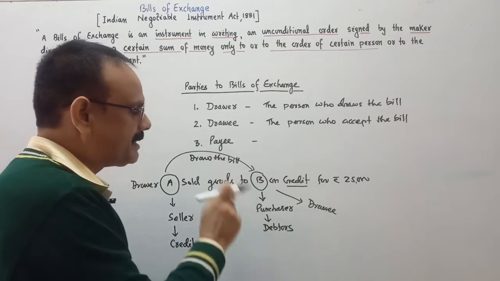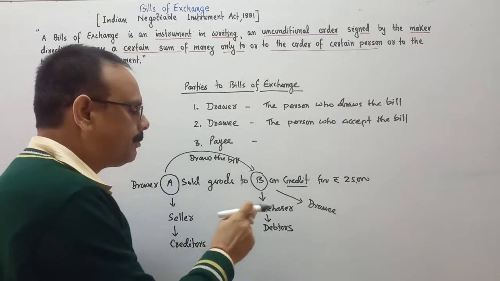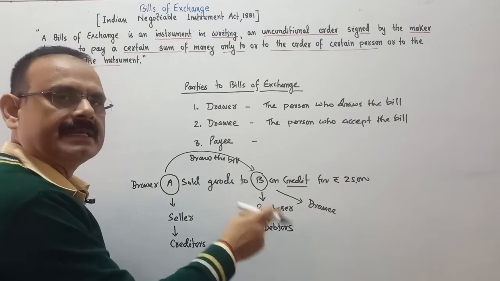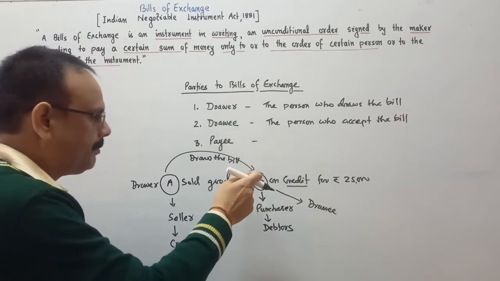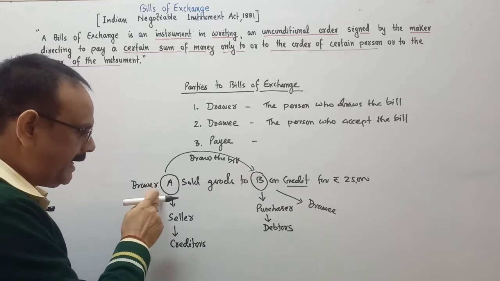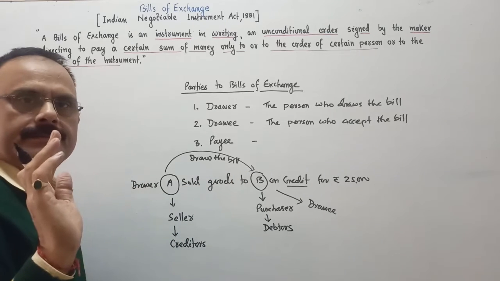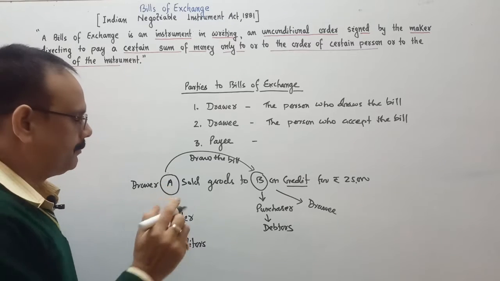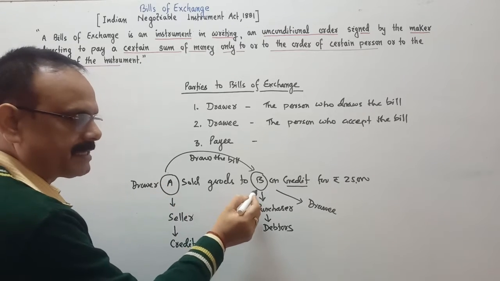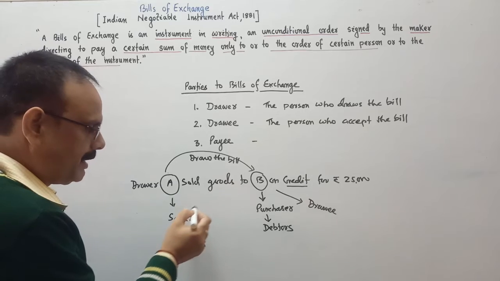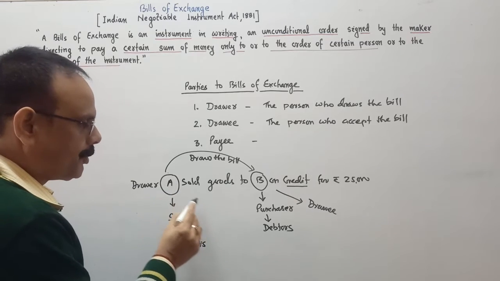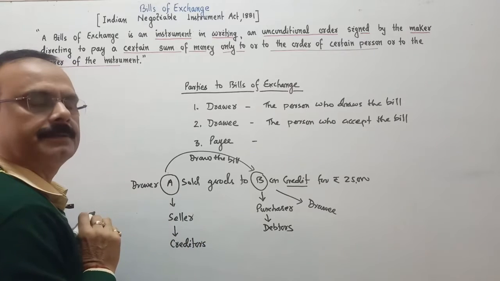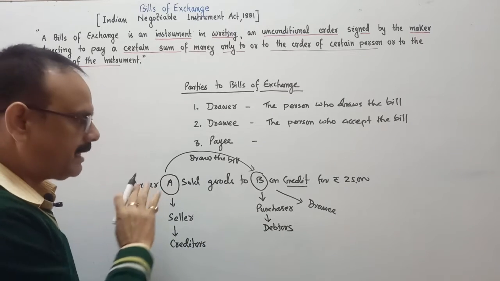So who is B? B is the purchaser, or B is the debtor. From A's point of view, B is the debtor. From B's point of view, A is the creditor. From A's point of view, B is the purchaser. From B's point of view, A is the seller. From A's point of view, B is the debtor. From B's point of view, A is the creditor. Okay? That is the relation.